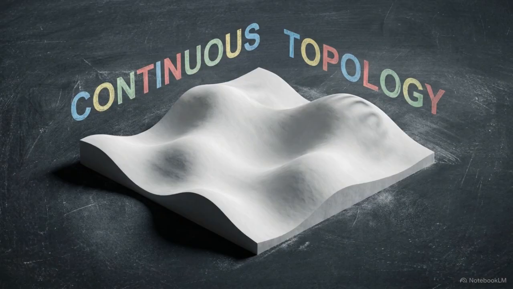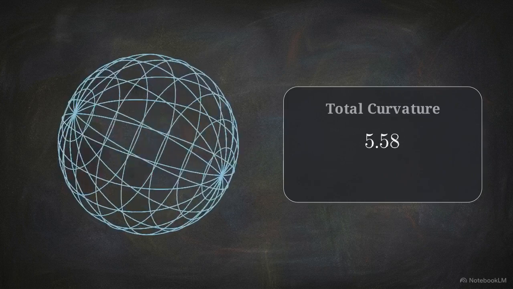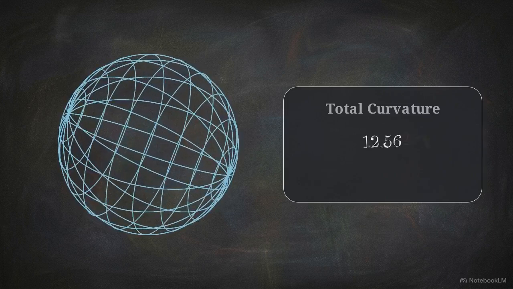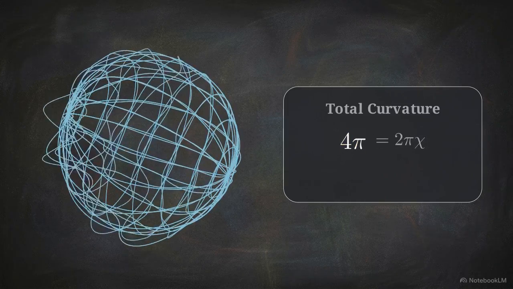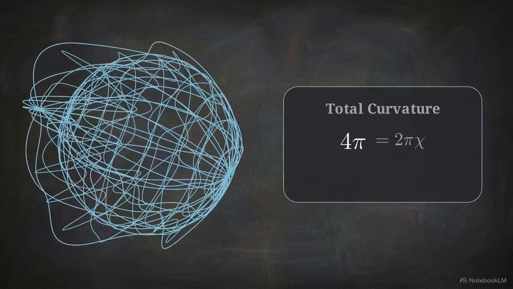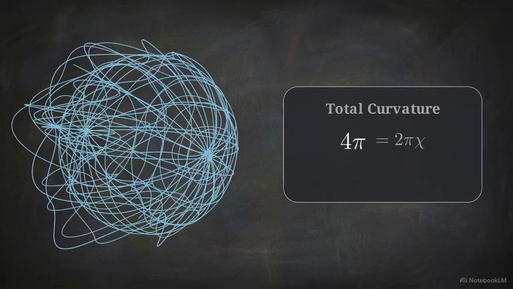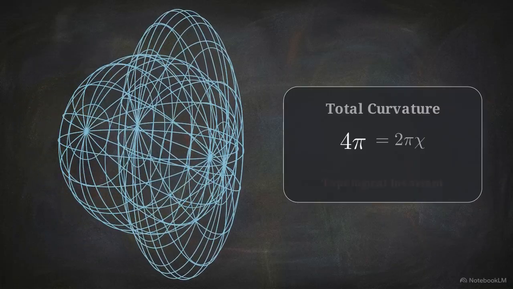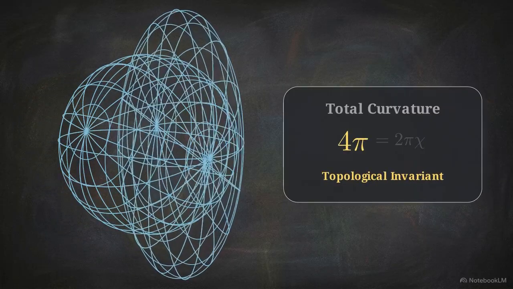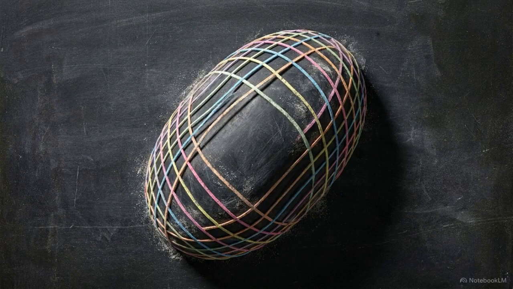To find the connection, we have to look at a rule governing the geometry of continuous surfaces, the Gauss-Bonnet theorem. On a closed continuous surface like this sphere, total curvature is always exactly 4 pi. This value is a topological invariant. No matter how much you stretch or distort it, as long as it doesn't tear, the curvature remains locked at 4 pi. In the continuous world, 4 pi functions as an absolute structural limit dictated by the object's topology.